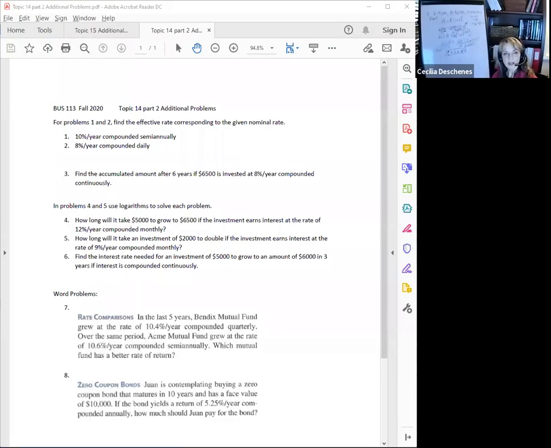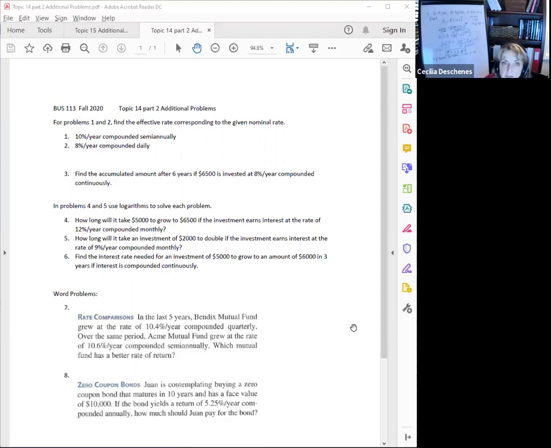All right, so 5 says, how long will it take an investment of 2,000 to double? So I think we can fit this in here. The investment is 2,000, and we want to double it, so the amount that we want in the end is 4,000. It earns an interest of 9% a year, so our rate is 0.09, and that is compounded monthly. So once again, we're going to have M equals 12.